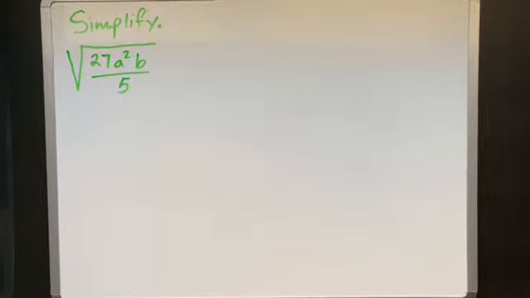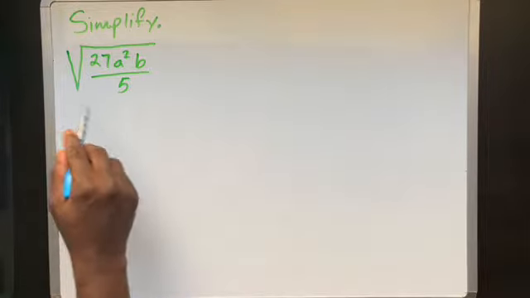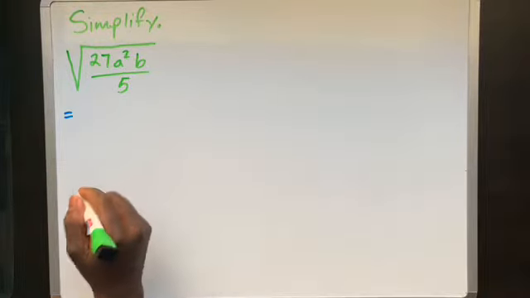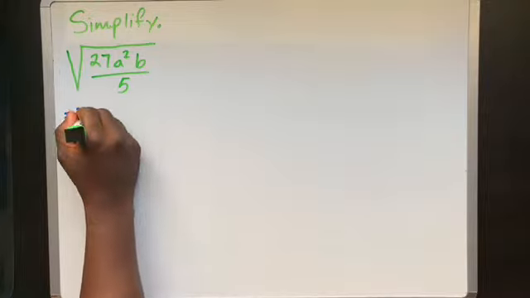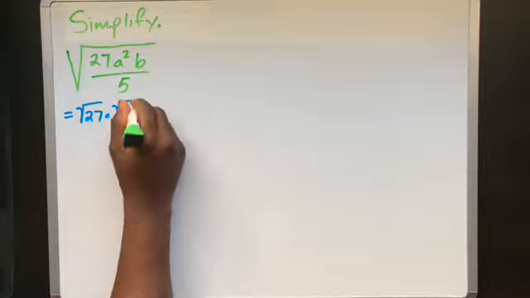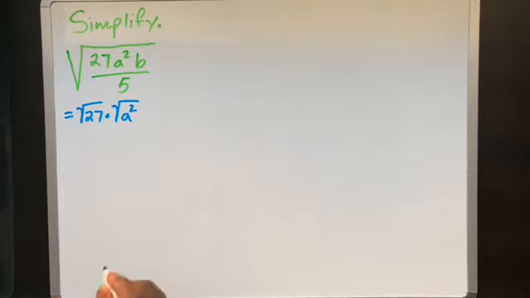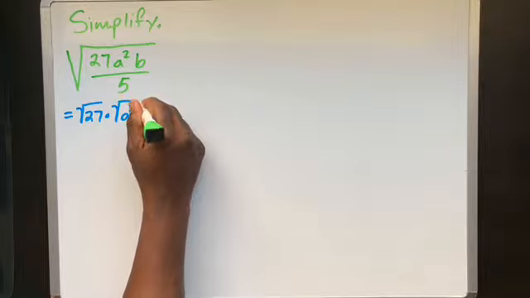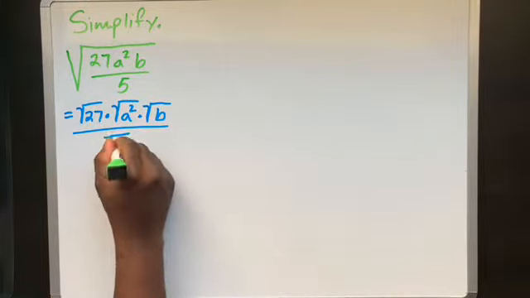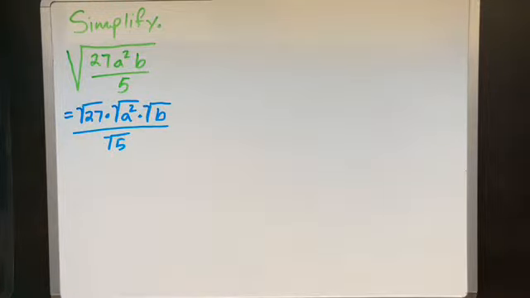So the first thing we're going to want to do is to apply the square root symbol to everything in this expression. So let's go ahead and rewrite that. We're going to rewrite it as square root of 27 times the square root of a to the second power times square root of b and everything over square root of 5. So that's how we apply the radical symbol to that rational expression.